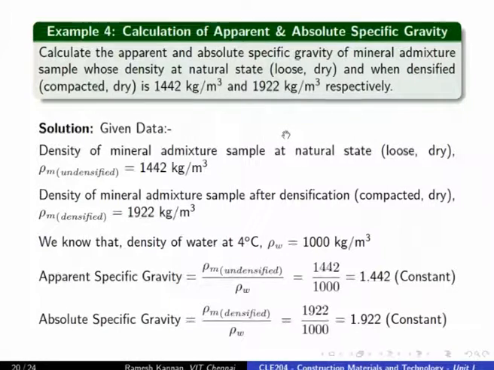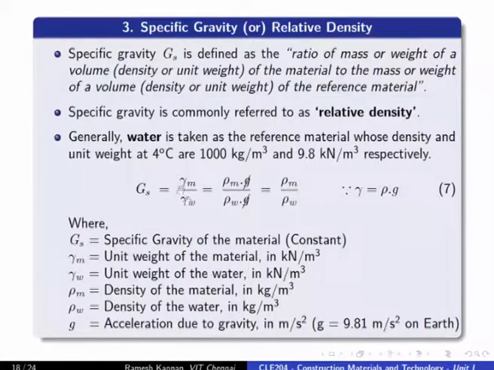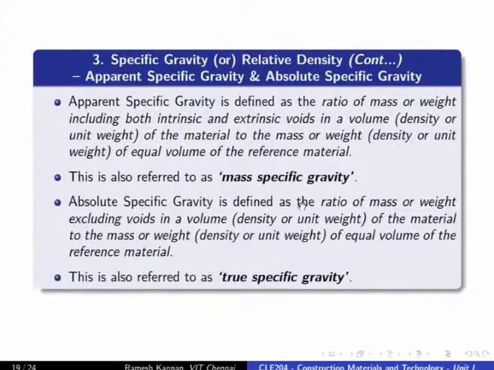Let's do a problem: calculation of apparent specific gravity and absolute specific gravity. For example, let us consider a mineral admixture used for concrete, whose natural state density is around 1442 kilogram per meter cube, and whose compacted density, that is, when densified or compacted by removing air or any other process, is 1922 kilogram per meter cube respectively. From this equation we know that the specific gravity is just the ratio of gamma m, the unit weight of the material, divided by gamma of water, or it can be represented as the density of the material over the density of water.